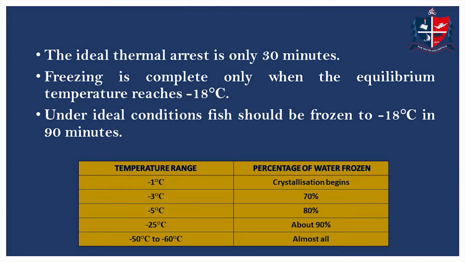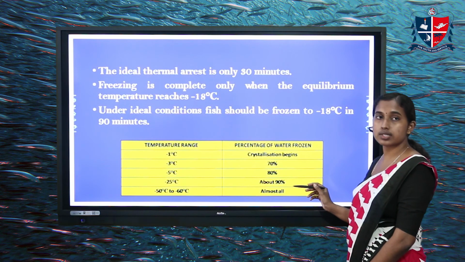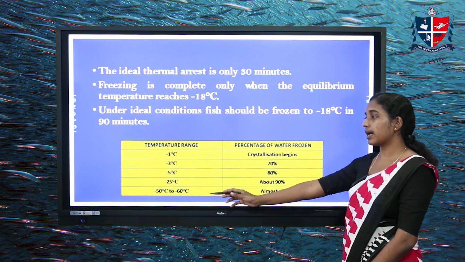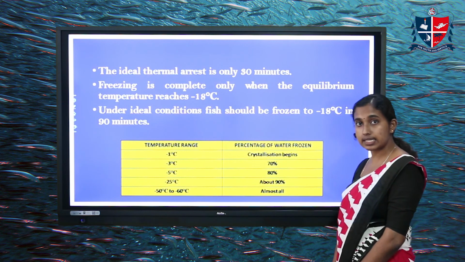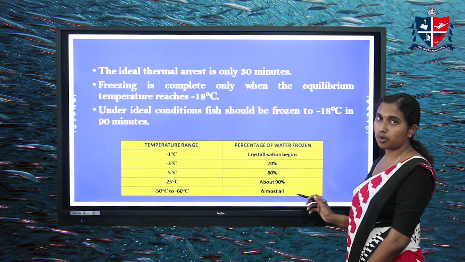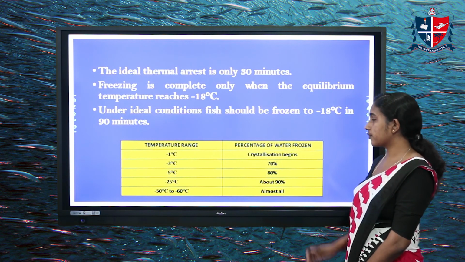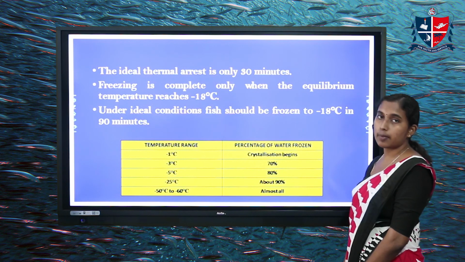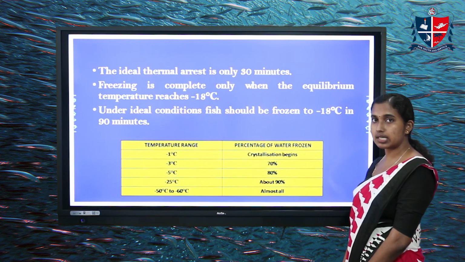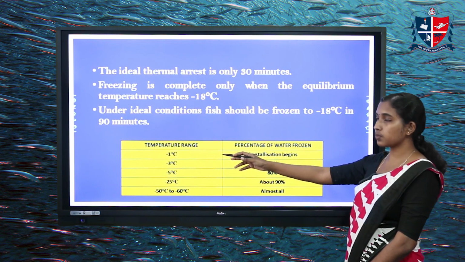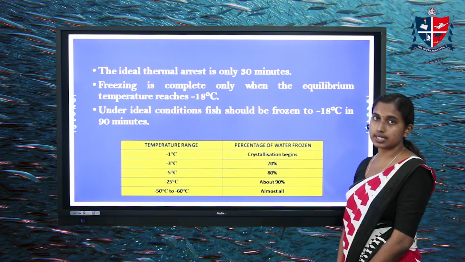But when the temperature reaches around minus 25 degrees Celsius, the percentage of water that is frozen in the body of fish is only about 90%, and even at minus 50 degrees Celsius and minus 60 degrees Celsius, almost all, but not complete, water in the body of the fish is frozen. So from the graph or from the table, you can understand the maximum amount of water or the majority percentage of water gets frozen at a temperature range between minus 1 degree Celsius and minus 5 degrees Celsius.